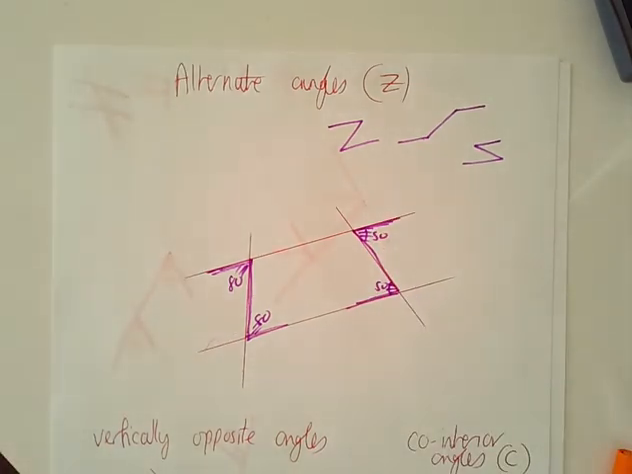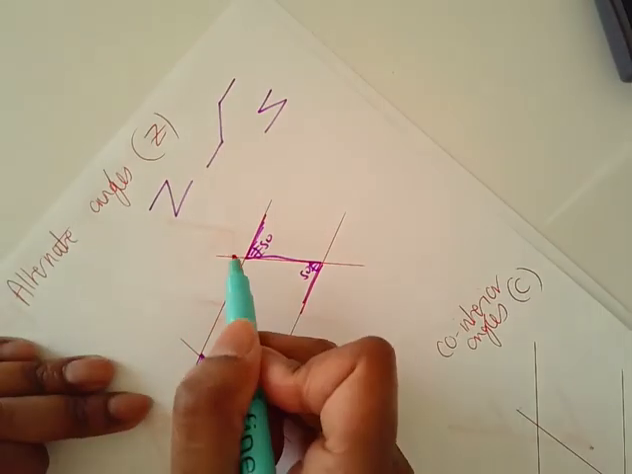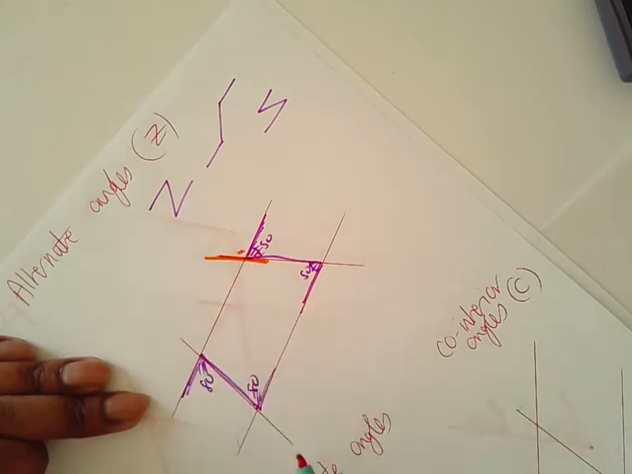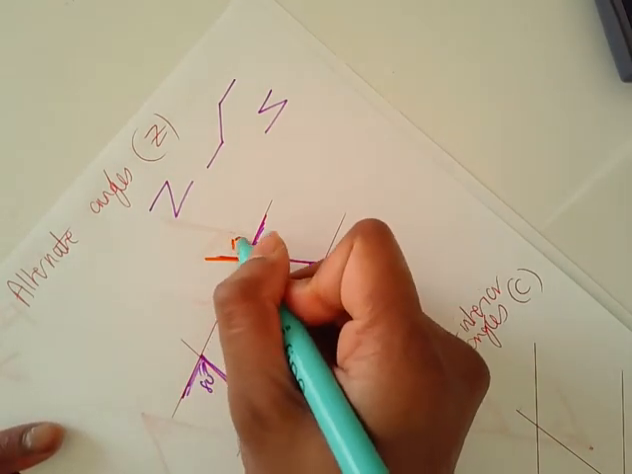And once again, you can identify angles on a straight line. Here we've got a straight line. These two angles are sitting together on a straight line. So if that was 50, that would be 130, and so on.